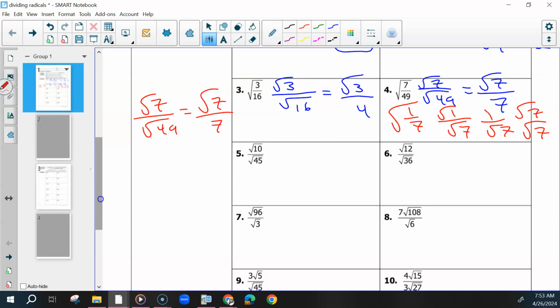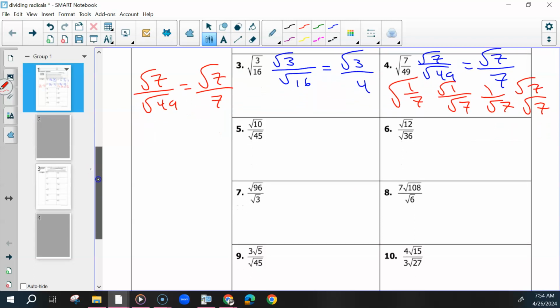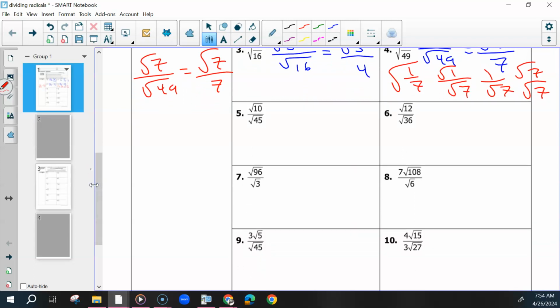So you get the same thing both ways, but one is a little bit more work. You have to rationalize it. In some cases, you'll have to rationalize regardless. Do you have any questions so far? Most of these, you shouldn't really have to rationalize. That one was just an example. You could do both. But a lot of these you will have to simplify.